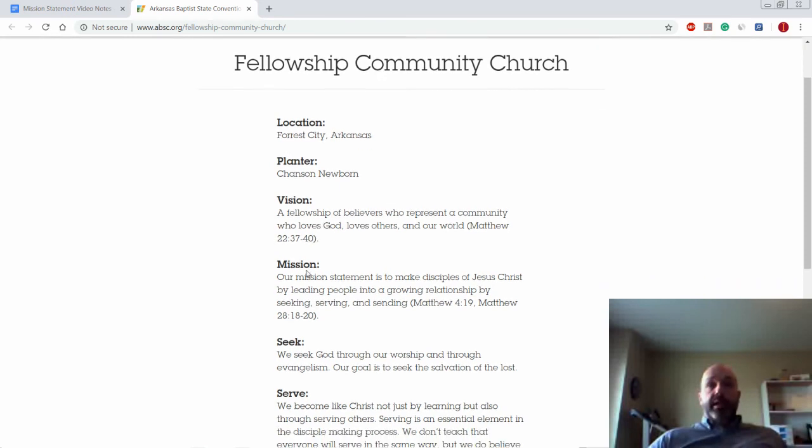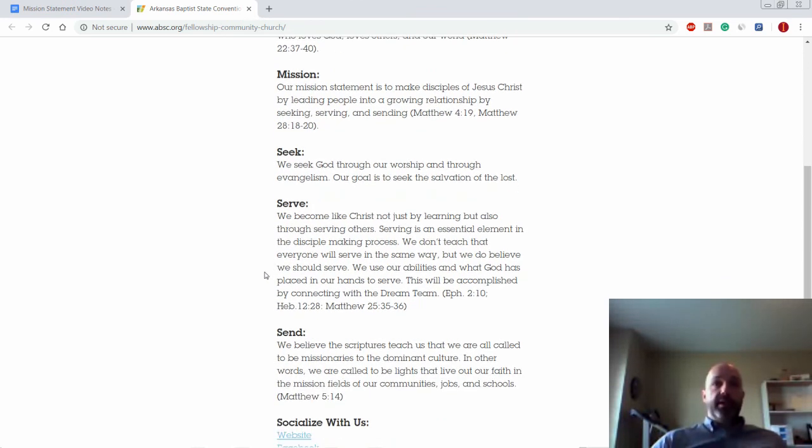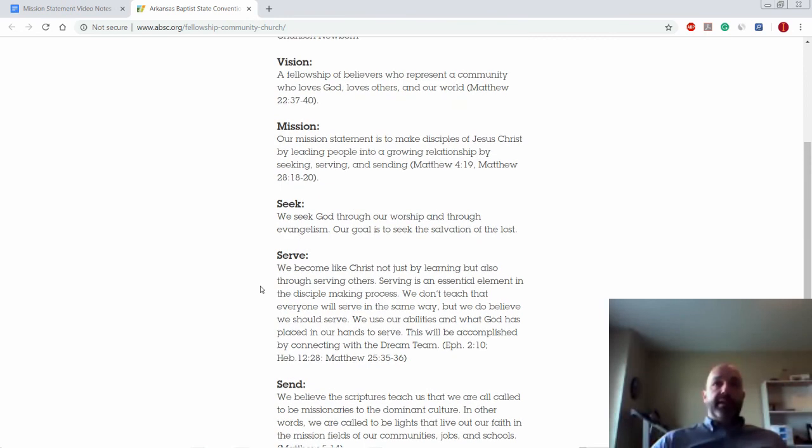So that's their mission, and then they expound on that, which I think is good since it's such a short one-sentence mission statement, and uses terms that are a little up for interpretation. So they expound on what they consider seeking, serving, and sending. So the mission statement's unique in that respect, that it expounds upon some of the terms used, and like I said, I think that's neat, right?